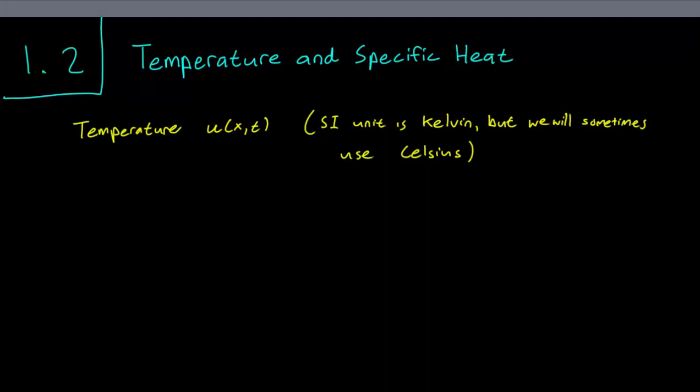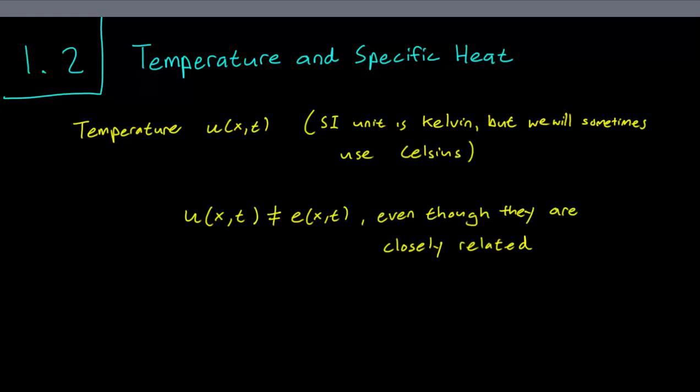Hello class, this is section 1.2 and in this video we will talk about temperature and specific heat. So temperature is given as U of x and t, x as usual referring to the location on the rod and t referring to time. The SI unit for temperature is Kelvin, but we will sometimes use Celsius instead.